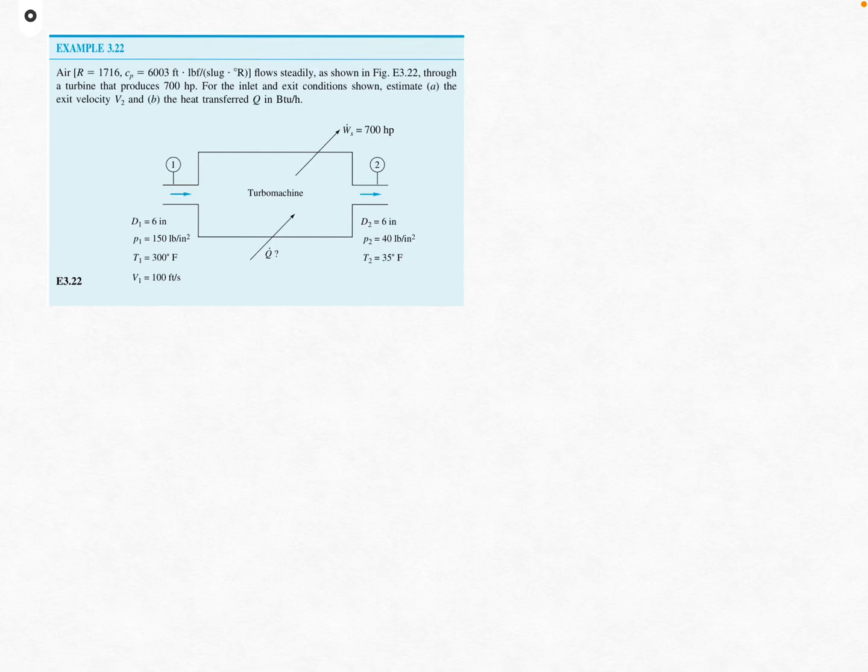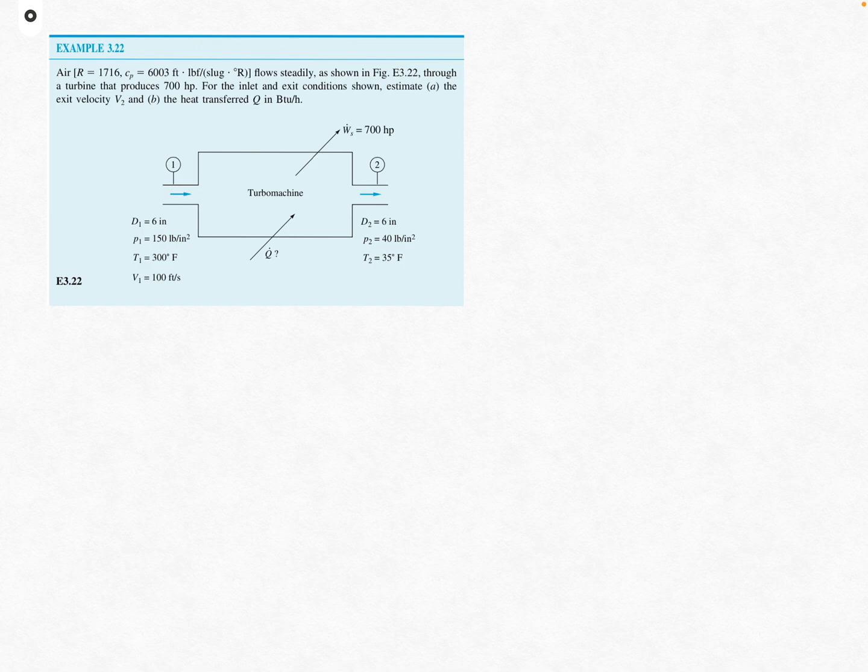So in this example, we're going to be looking at an energy balance ultimately between section 1 and 2, where we have some unknown turbo machine that's doing some work within our control volume. In this problem, we're given a whole bunch of different parameters for our inlet at section 1 and our outlet at section 2, and we are asked to solve for a few things.